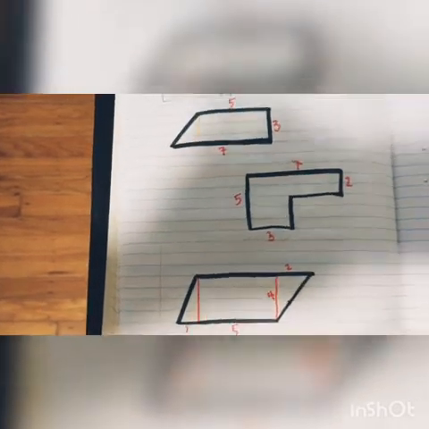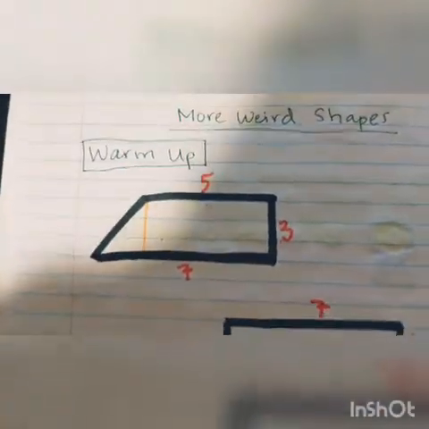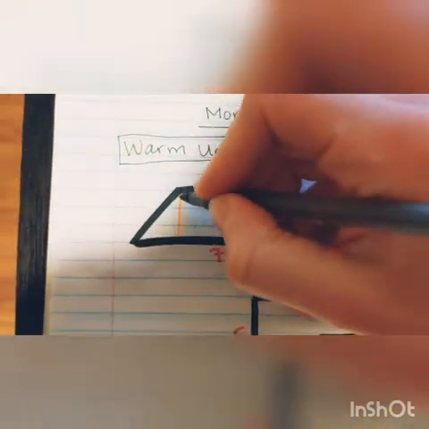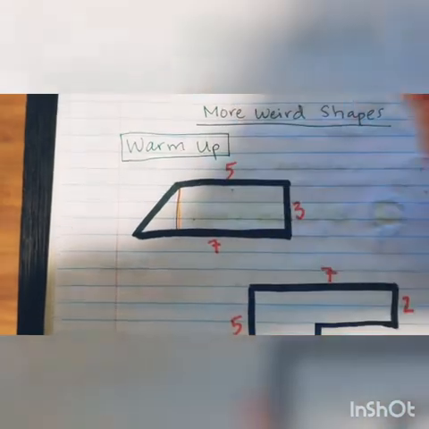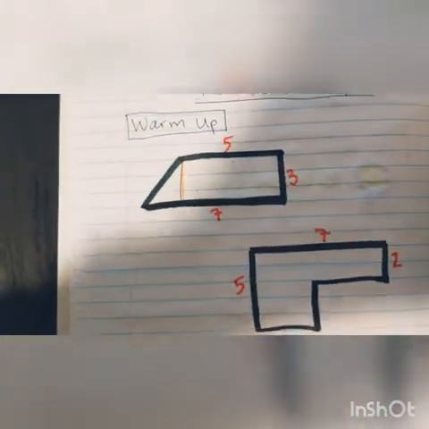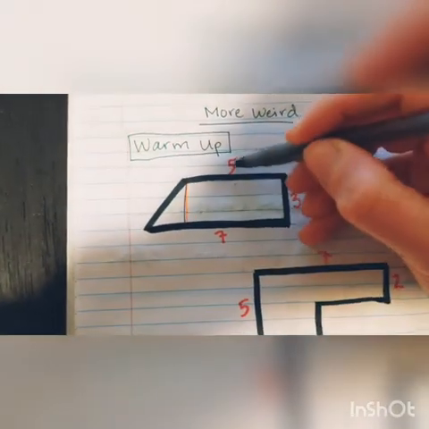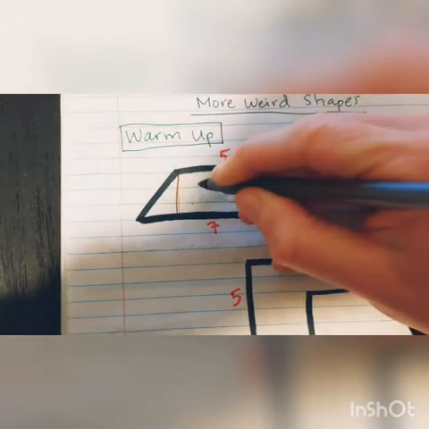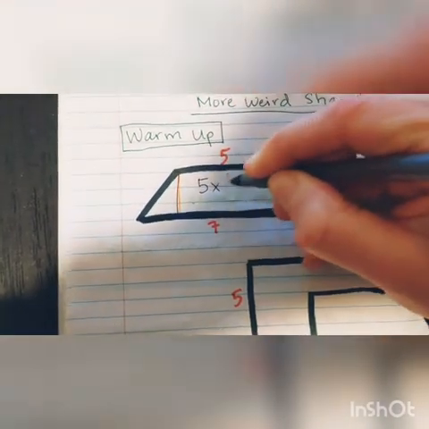All right, we are now going to go over these together. So for the first one, I'm going to start by dividing it up into shapes that I know how to find the area for. So here I have a rectangle and a triangle. My rectangle I can see is 5 by 3. So I'm going to multiply 5 by 3.